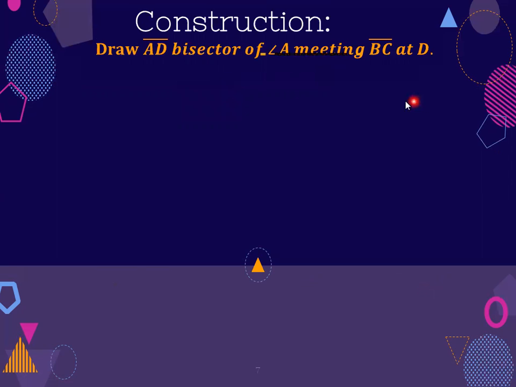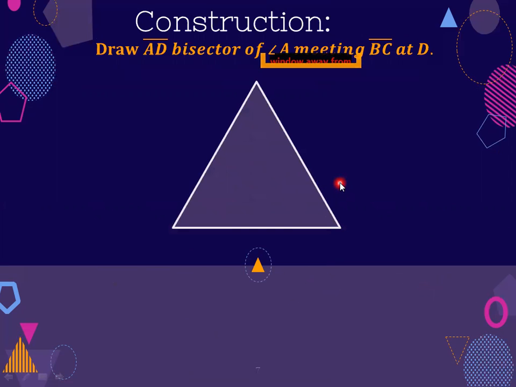What you have to do is draw this AD. How? Look here. Just suppose this is your triangle. As you can see, this is your triangle ABC. This is angle A, then this is angle B, and this is angle C. So in this triangle, you have three angles A, B, C.